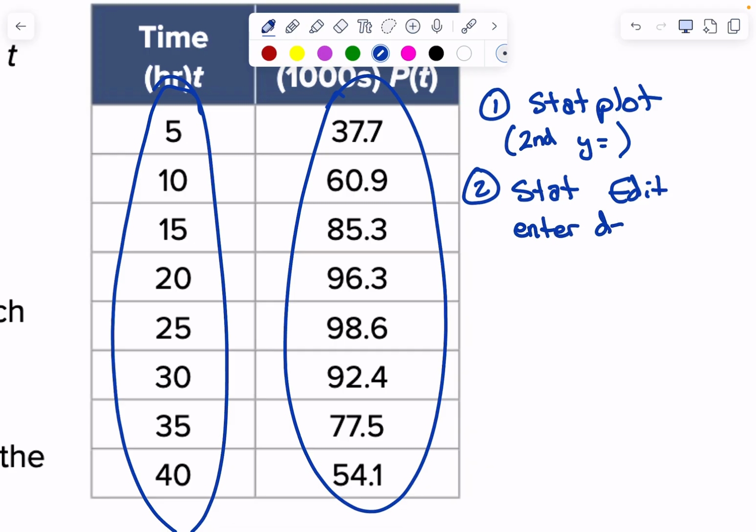Okay, stat edit, enter data. Is everybody where we're at? Does anybody not know where we're at? I will come help you.